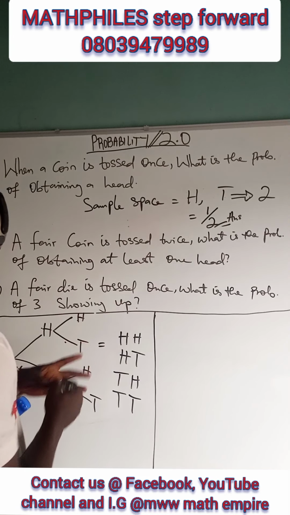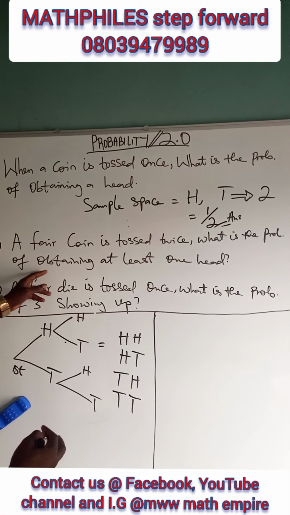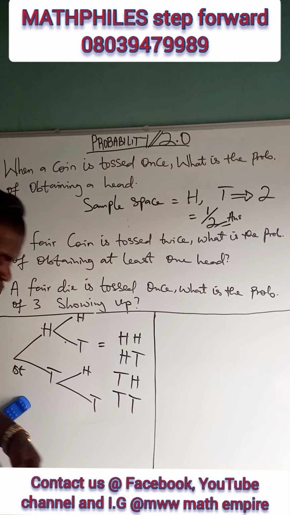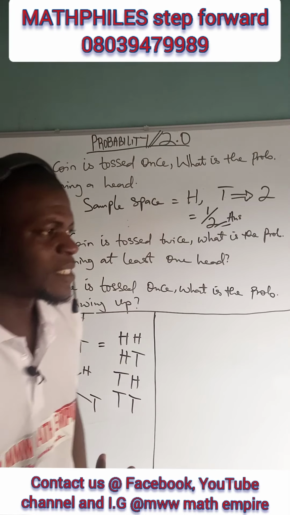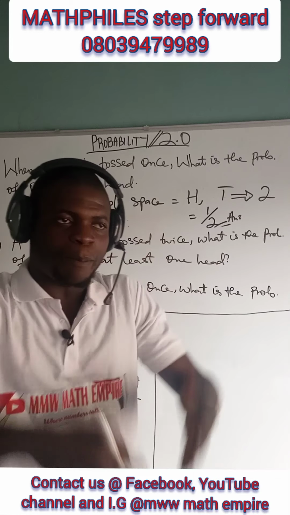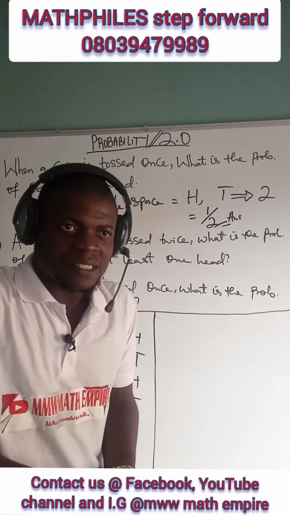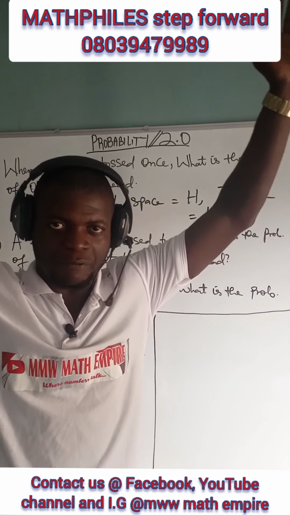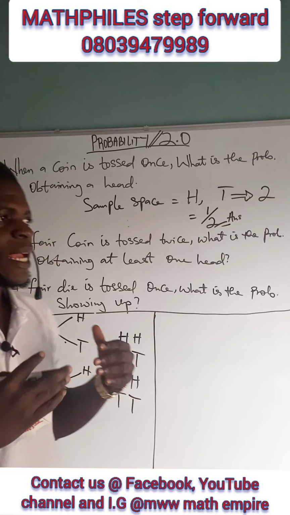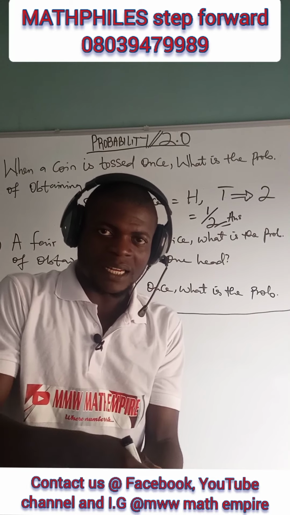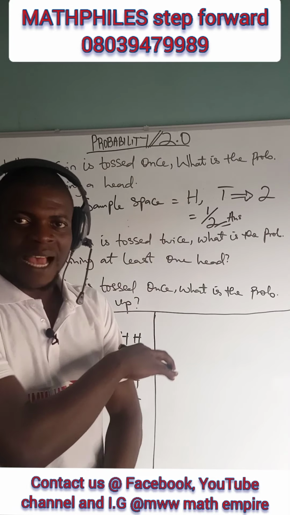Now, let's go back to the question. It reads of obtaining at least one head. When you hear at least, it means that from that very point you are being asked, that same point and above. But when you hear at most, it means that point of concentration and below.